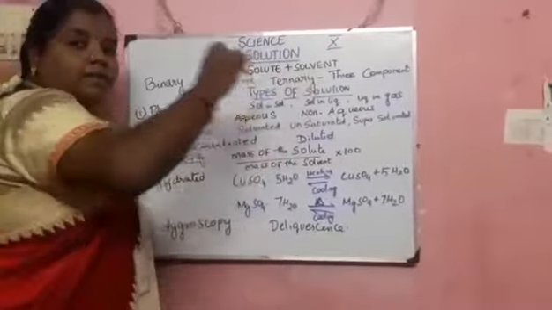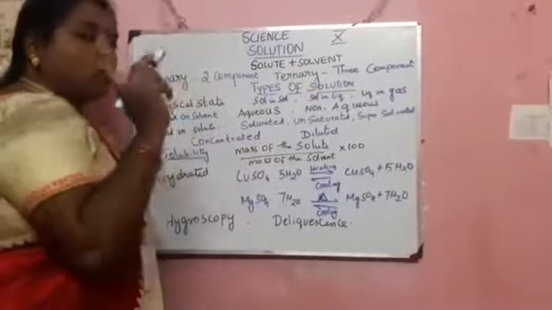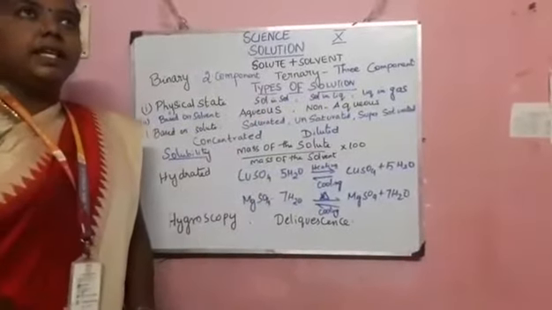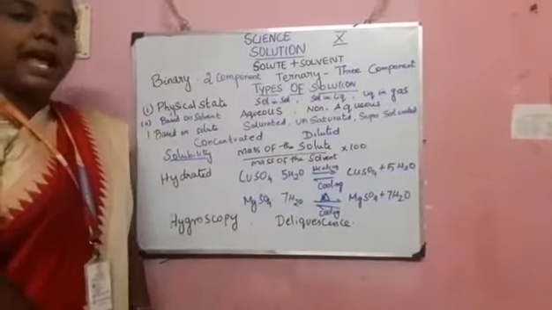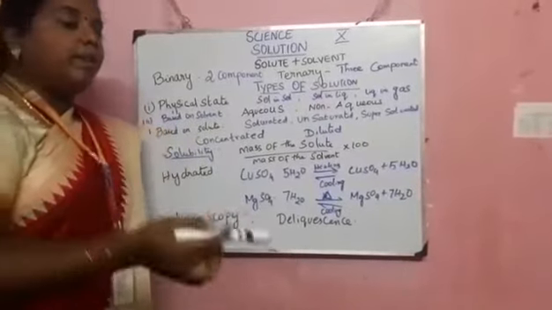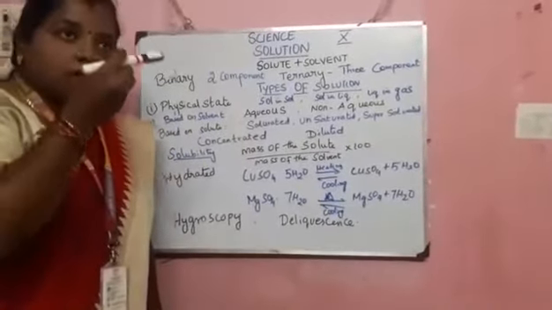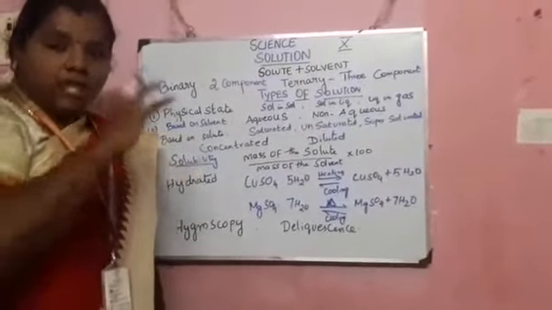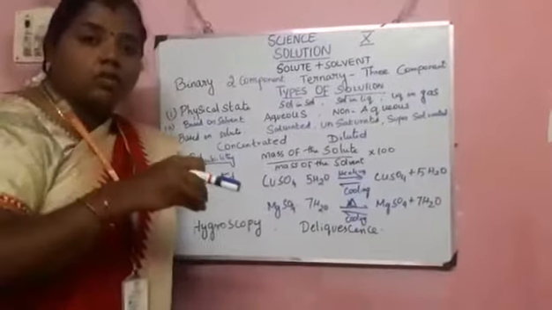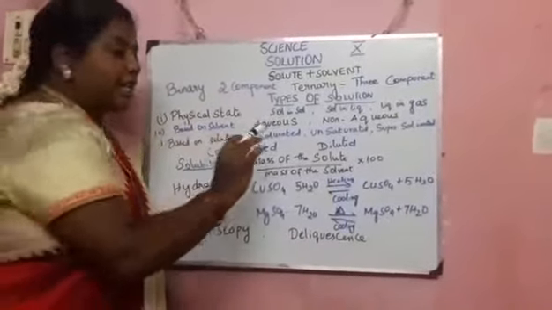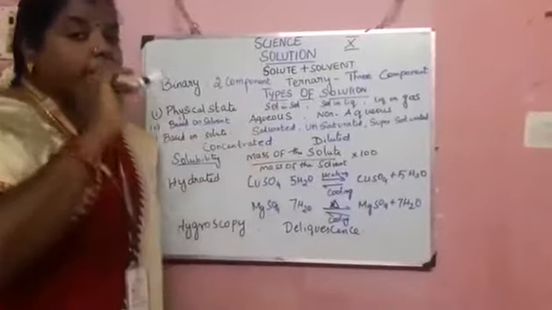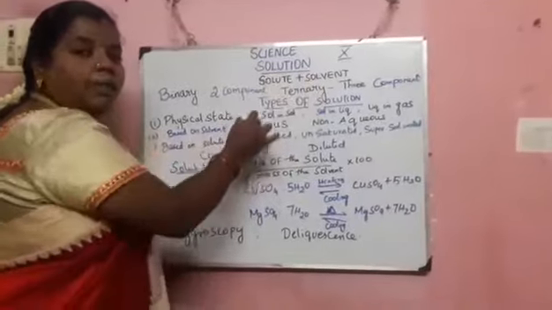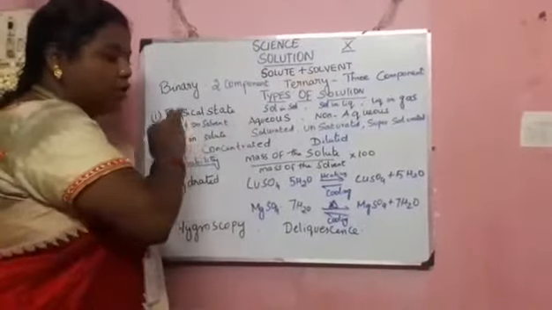Okay, and next one, based on solvent. The solvent is what makes the solute dissolve. We have two types of solvent. One is aqueous and the other one is non-aqueous. When you take sugar, it is dissolved in water. If in a solution the water acts as the solvent, it is called an aqueous solution. Aqua denotes the term water. So when water acts as the solvent, it is an aqueous solution.